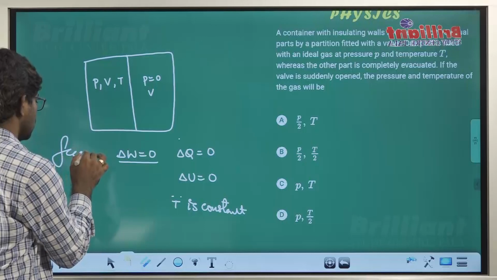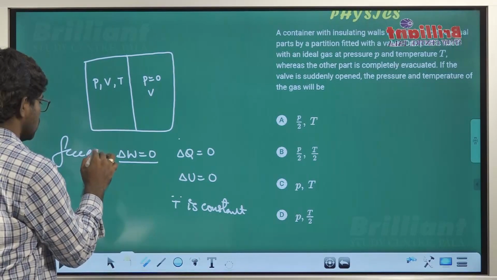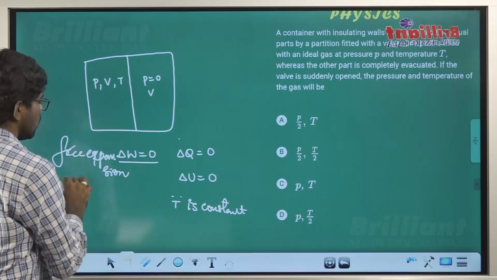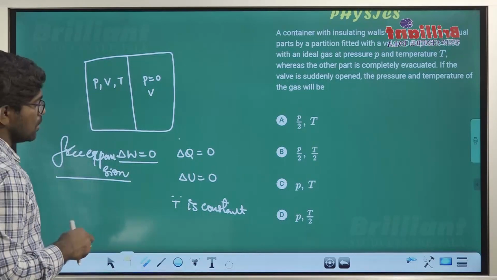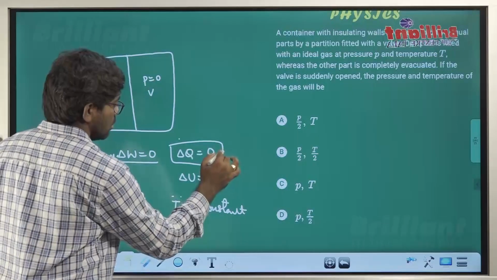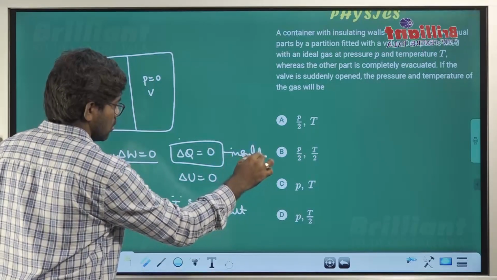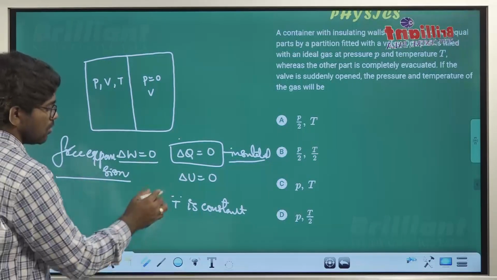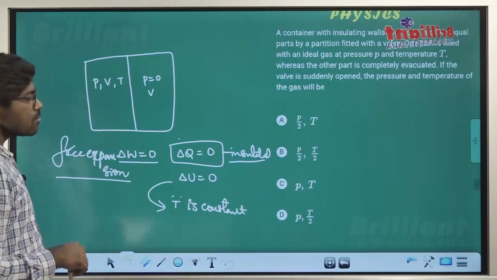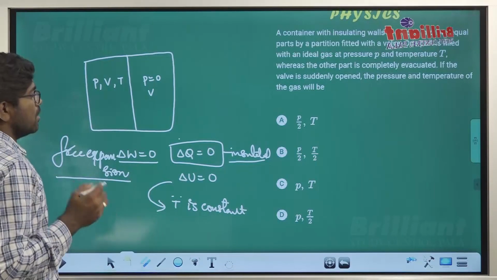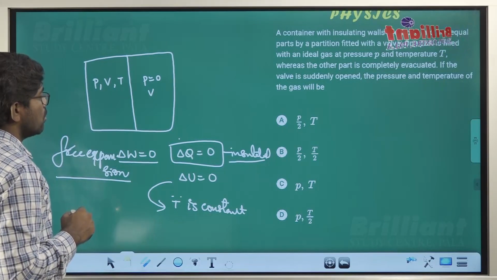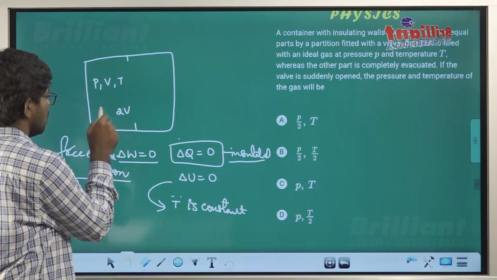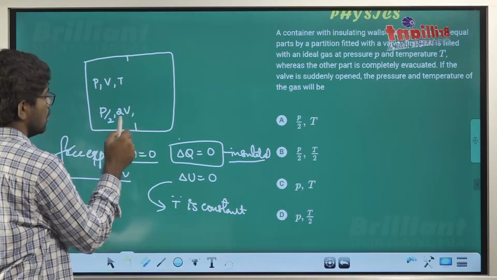Free expansion is happening here. Delta Q is 0, what is the reason? Insulated. Then delta U will be 0. If delta U is 0, the temperature is constant. So by keeping these things in mind, what will happen finally? Finally the volume becomes 2V. It means the pressure should become P by 2. And temperature is T.